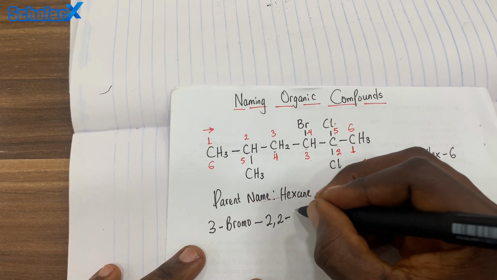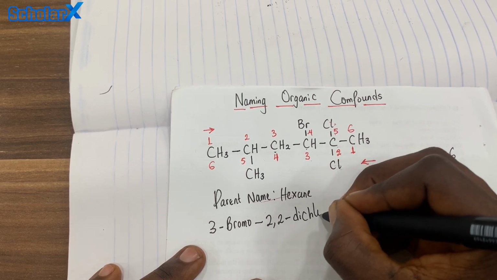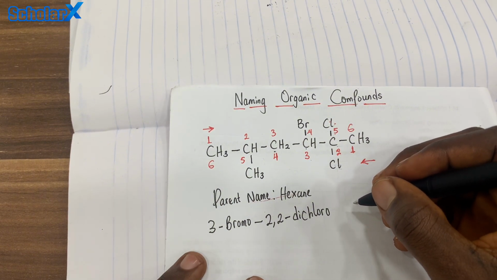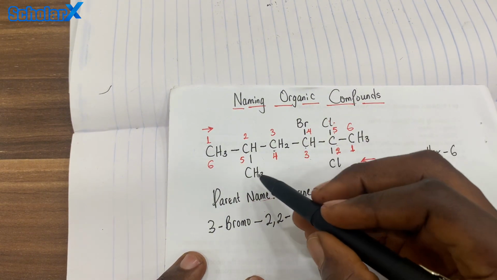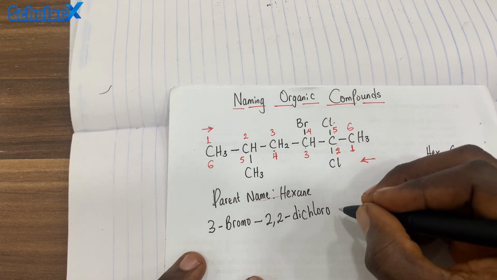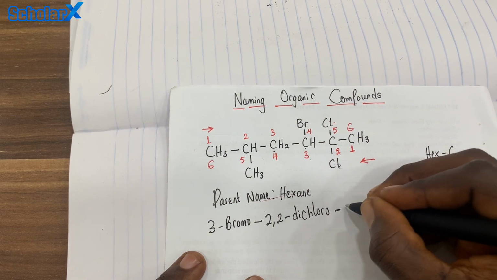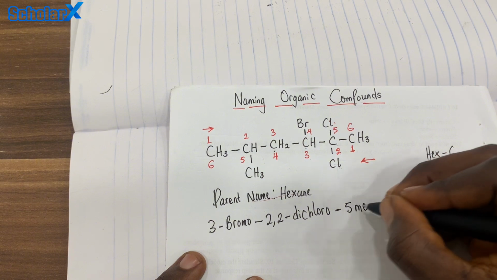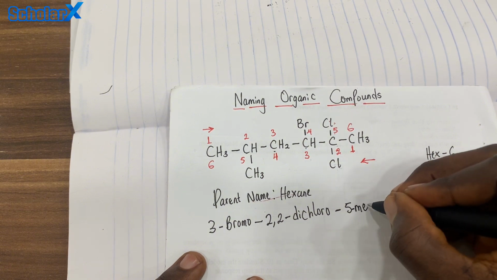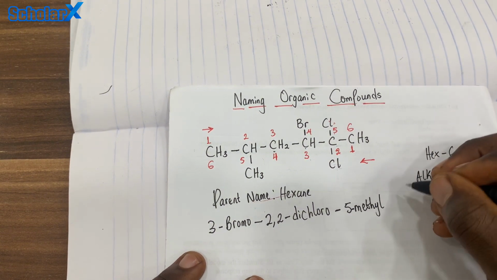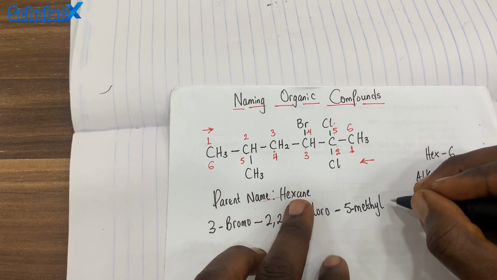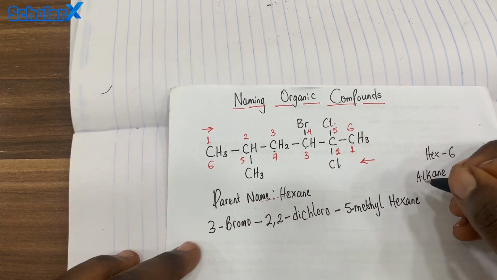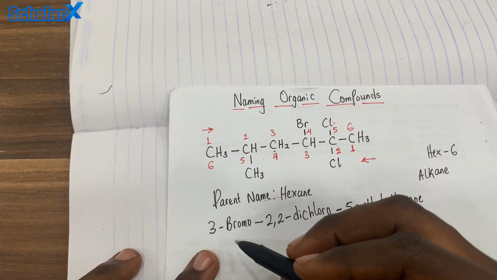2,2-dichloro. All right, 2,2-dichloro. And then we also have methyl, which is on the 5th carbon. That is going to be what? 5-methyl what? Hexane.